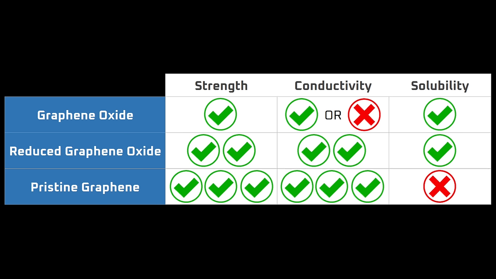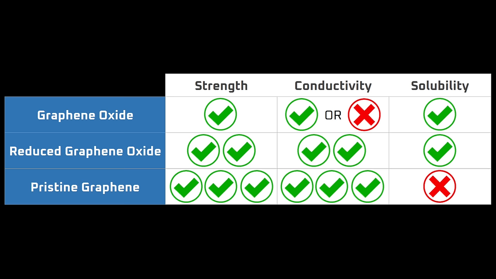What's the difference between all these forms of graphene? Graphene oxide is relatively strong, RGO is stronger, and graphene is the strongest. With regards to conductivity, graphene oxide is relatively non-conductive, RGO is conductive, and graphene is the most conductive. However, graphene oxide and RGO have some qualities that graphene doesn't. For example, they're both soluble in water, whereas graphene isn't. In other words, graphene is considered the highest quality material, RGO is second, and graphene oxide is in third.